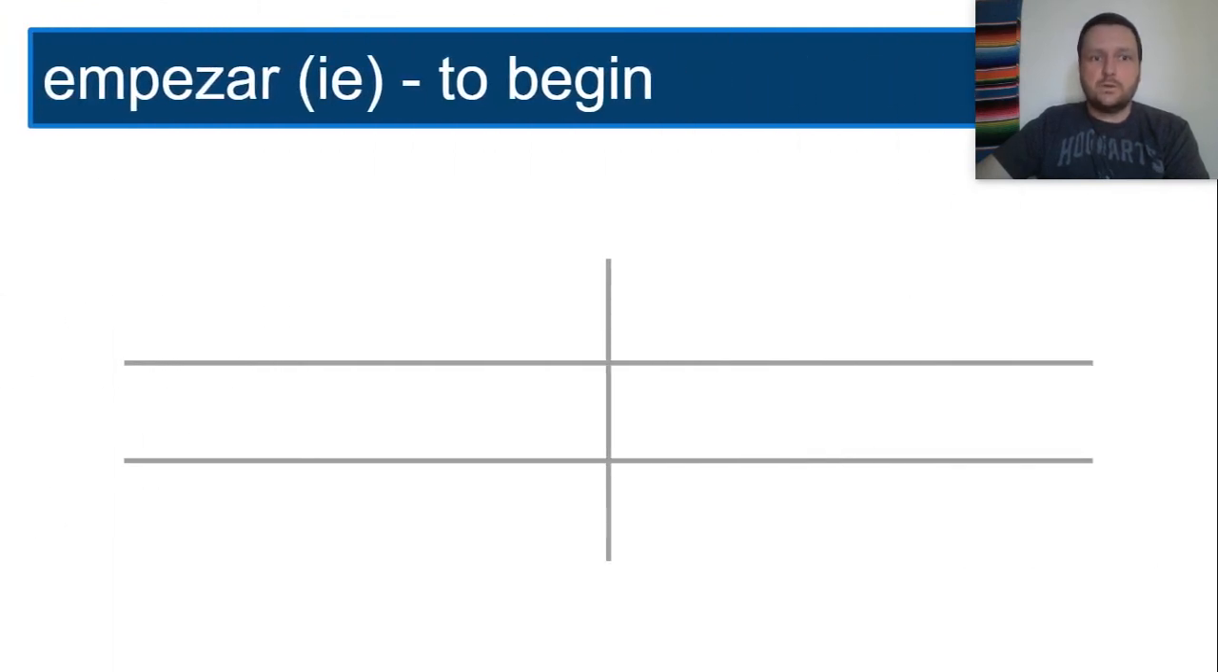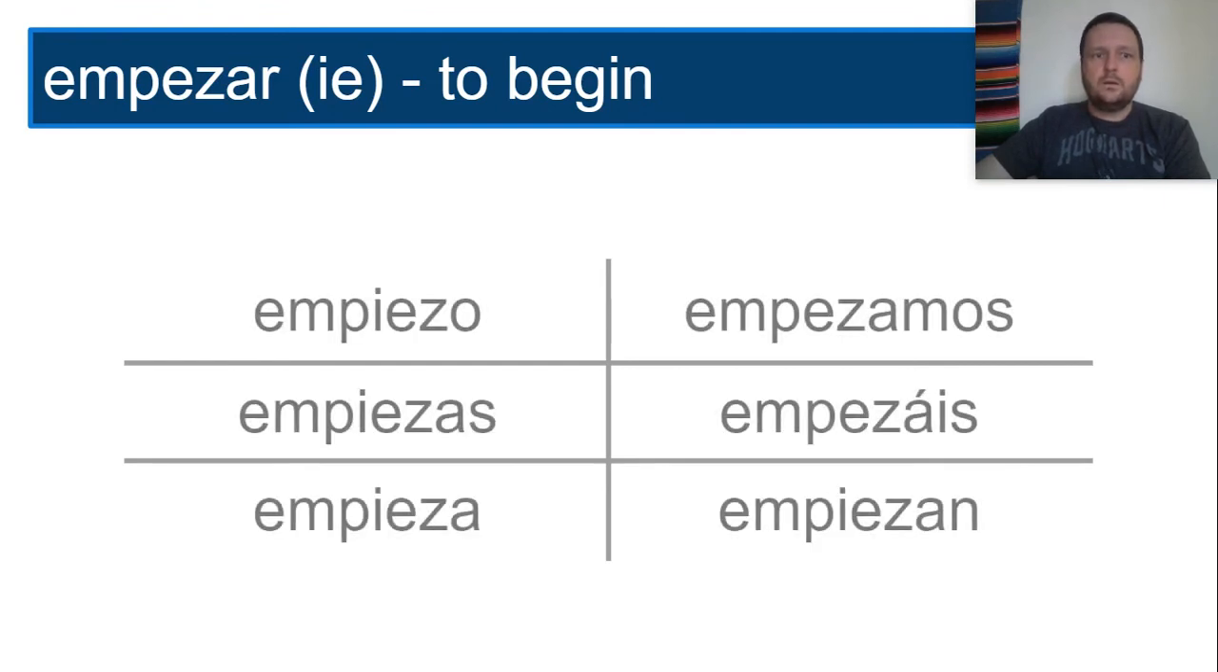Here's a very similar one. This is the verb empezar. Notice the two vowels. I'm not going to tell you which one changes. And it's an AR verb. So go ahead, pause the video, and make your verb tree. All right, the forms of empezar are empiezo, empiezas, empieza, empezamos, empezáis, empiezan.